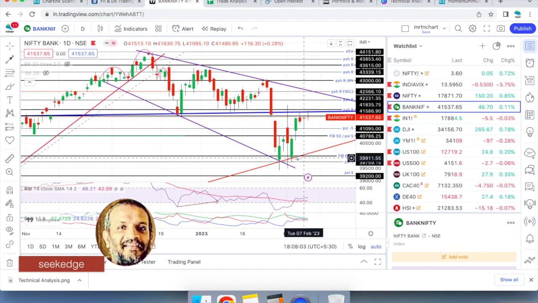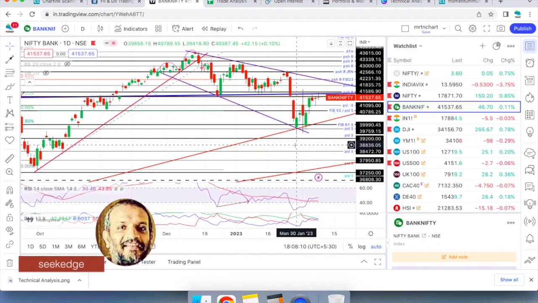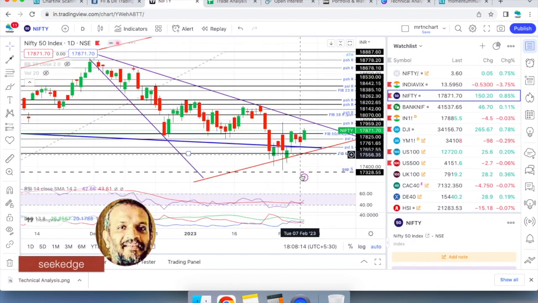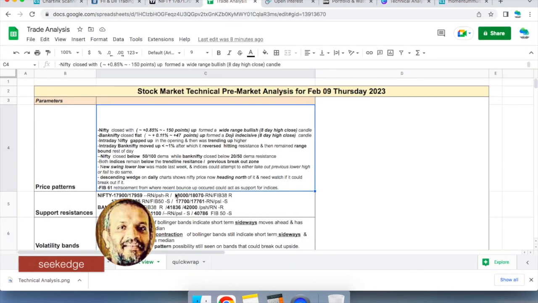So this Fibonacci 61 is very crucial. Anything below 61 would mean bearishness or bullishness on either side. This is the Fibonacci retracement, and it has taken support on both the indices at the Fibonacci 61. So that could be a good support on the downside.